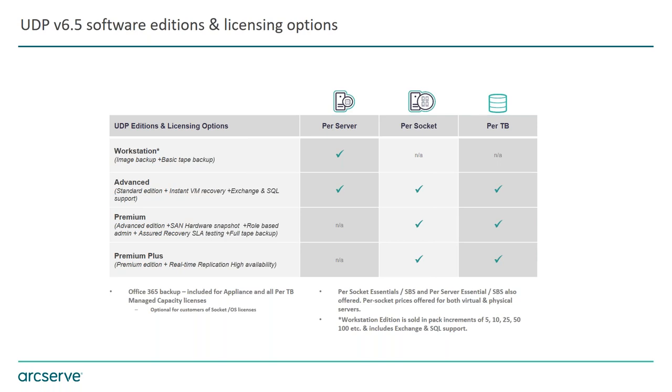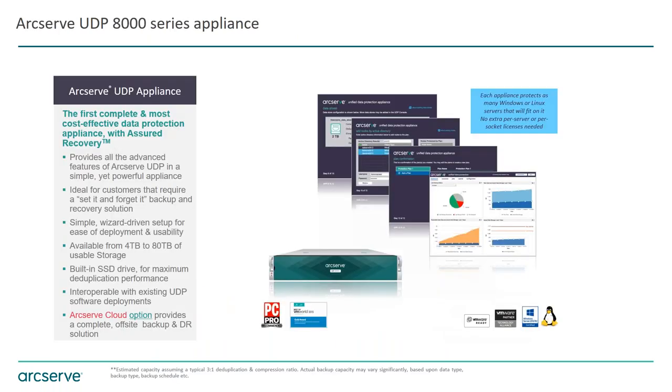We've also got appliances. The appliances are really popular for a number of reasons. You get everything in one box. So you get your compute, your storage, and your software all integrated together. That means that you've got one throat to choke. You're not having to go to your hardware vendor if there's a problem and then speak to Arcserve, you just go to us and we manage everything, the hardware and the software.